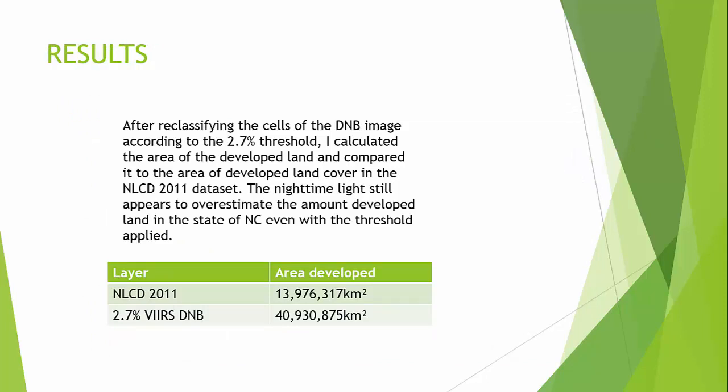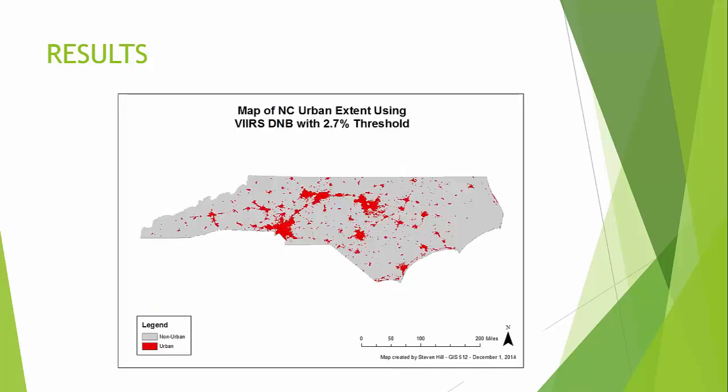After classifying the cells of the day-night band image according to the 2.7% threshold, I calculated the area of the developed land and compared it to the area of developed land cover in the NLCD 2011 dataset. The nighttime light still appears to overestimate the amount of developed land in the state of North Carolina, even with the threshold applied. And here's the resultant map of my analysis of this project.